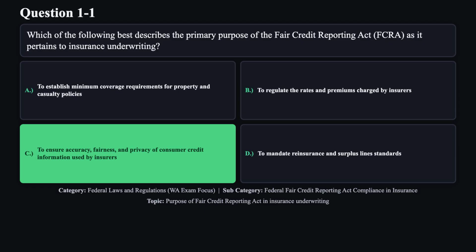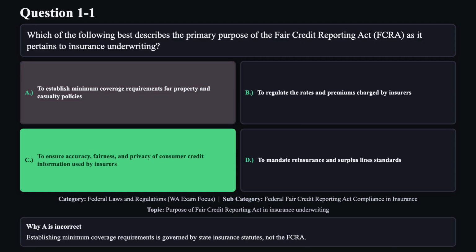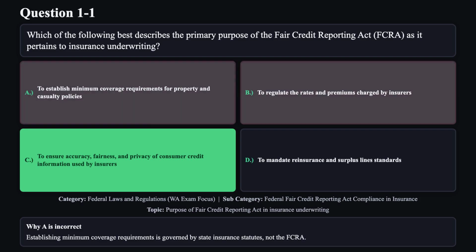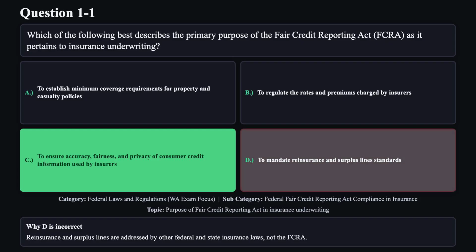The correct answer is C. The FCRA was enacted to promote the accuracy, fairness, and privacy of consumer information, including credit data used by insurers in underwriting decisions. Reason A is not correct. Establishing minimum coverage requirements is governed by state insurance statutes, not the FCRA. Reason B is not correct. Rate and premium regulation falls under state insurance departments rather than the FCRA. Reason D is not correct. Reinsurance and surplus lines are addressed by other federal and state insurance laws, not the FCRA.